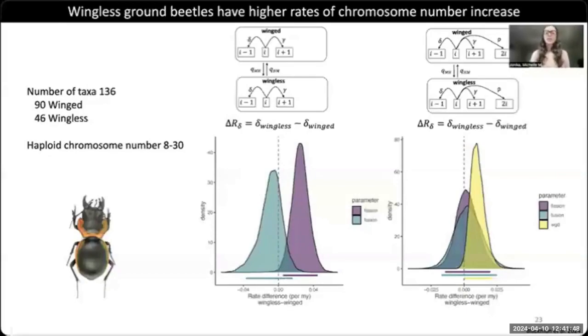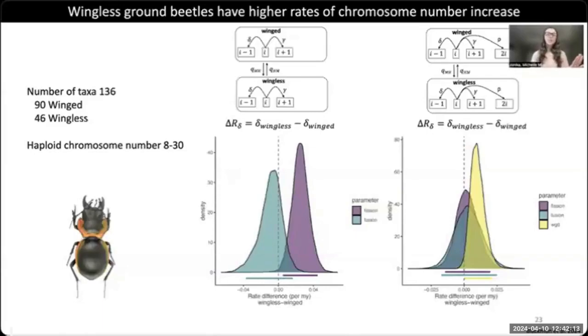And positive values are going to indicate higher rates of chromosome evolution in wingless lineages, while negative values are going to indicate higher rates of chromosome evolution in winged lineages. And values overlapping 0 indicate neither wingless or winged exhibit differing rates of chromosome number evolution. And again, below each curve is going to be that bar representing each statistic's 95% confidence interval.